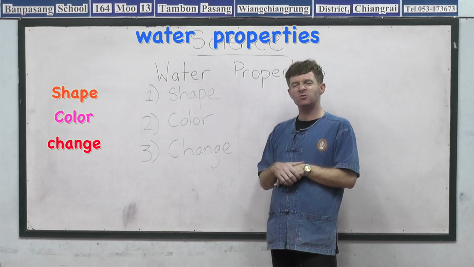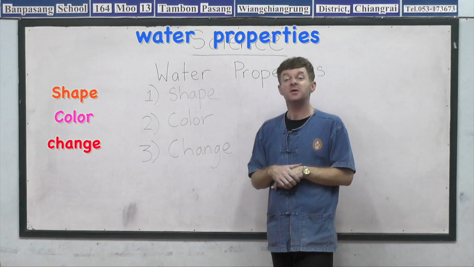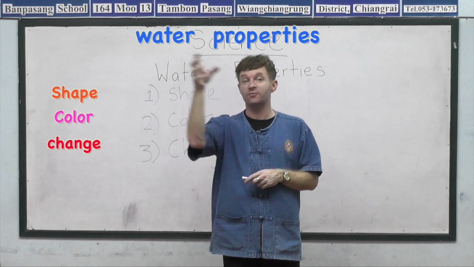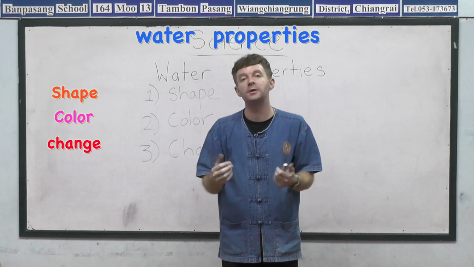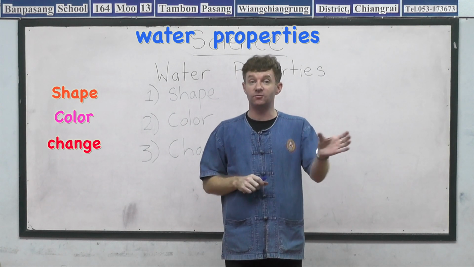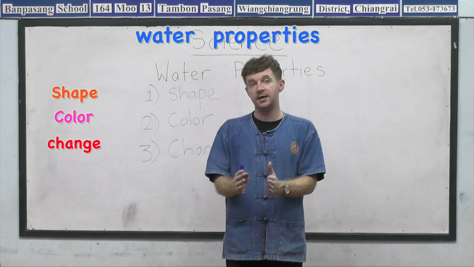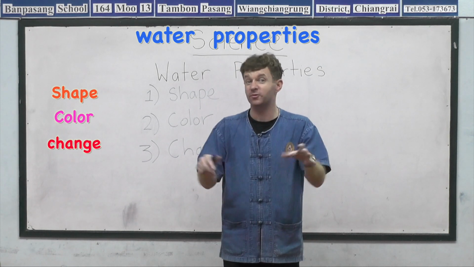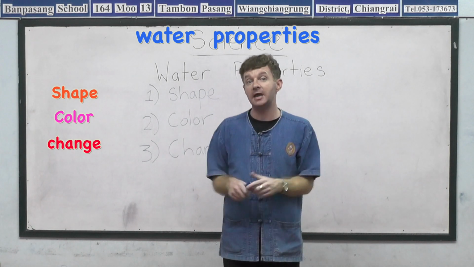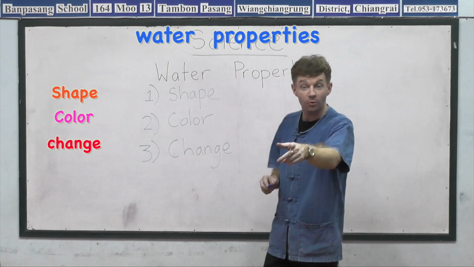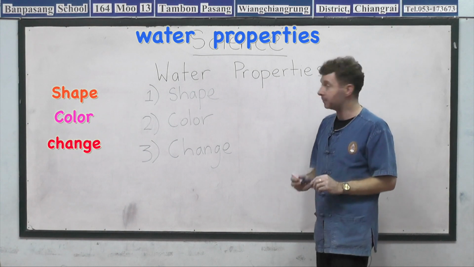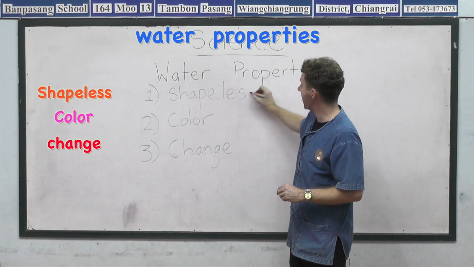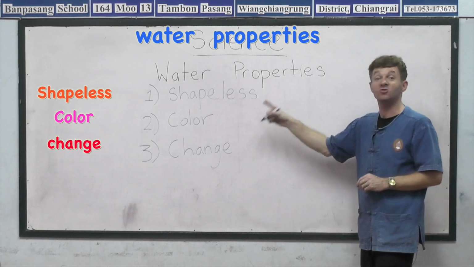Okay, so what did we decide about water's shape? Does water have a shape? No. Remember, whatever we use as a container for water, water will become that shape. We had circle, square, tall, short. Whatever we used for the water changed. So we said water was shapeless. Shape, L-E-S-S. Shapeless.